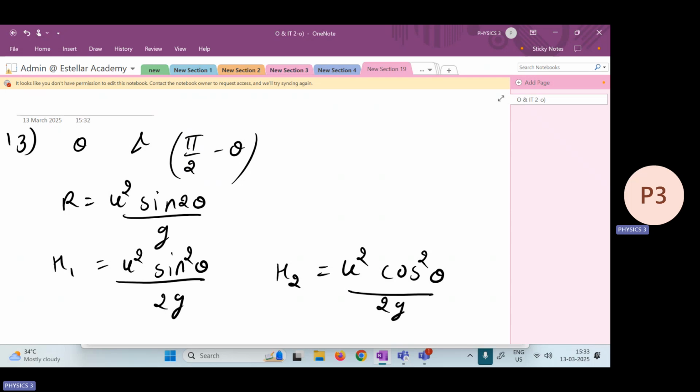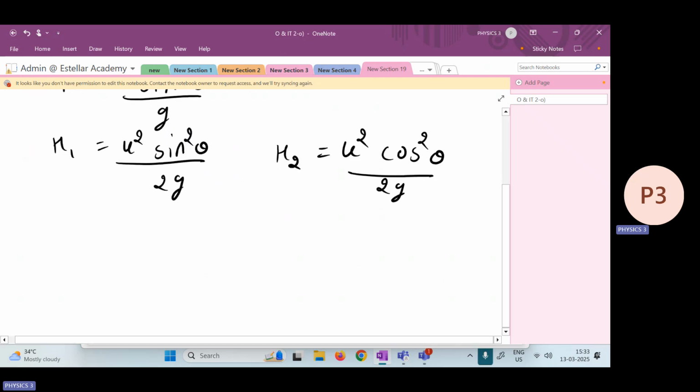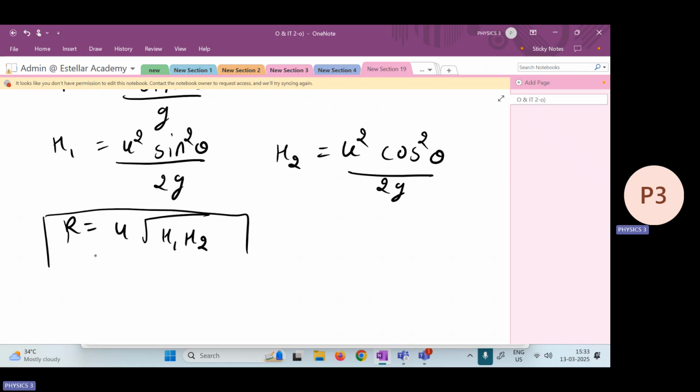Now if we put all these values in the first option which is given, R is equal to 4 under root H1 H2, then it will satisfy this relation. So option A would be correct in this case, right?